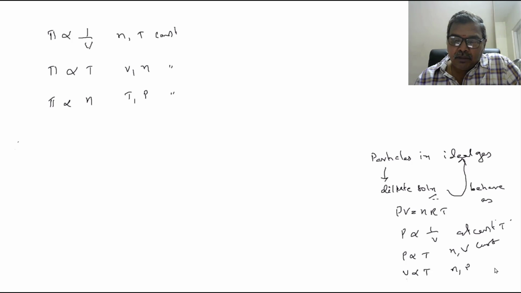Now, pi V equals nRT. Here in PV equals nRT, R is called the gas constant. Now, here R is known as the solution constant.